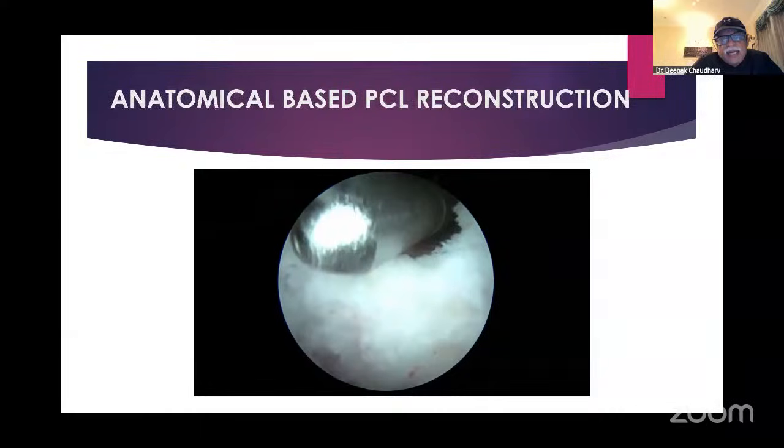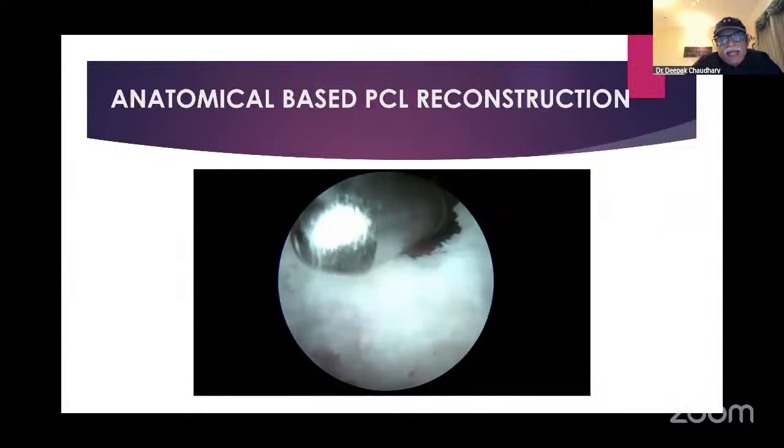So this is the post-op CT scan, which we often do just to validate our tunnels. And as you can see, the tunnels are in correct position. And there is a review of literature comparing single and double bundle. Though long-term results might be similar, double bundle definitely provides better knee stability. Another study also found that the results were superior with a double bundle.